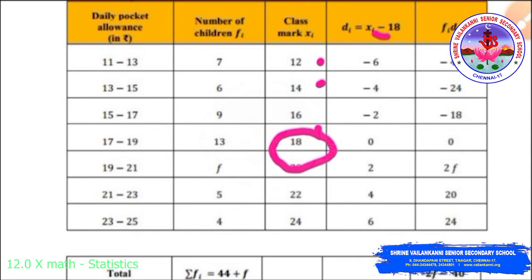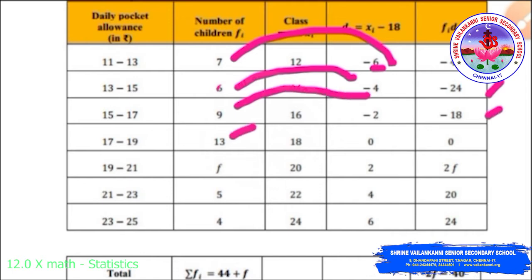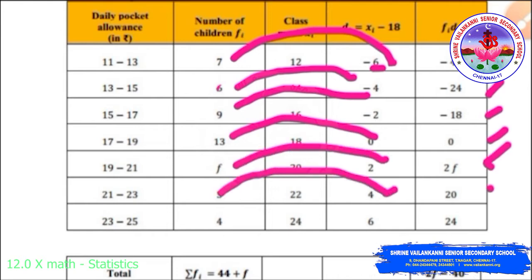To subtract, each xi value minus 18. So in the first case I will be getting 12 minus 18, minus 6, 14 minus 18, minus 4, 16 minus 18, minus 2, 18 minus 18, 0, 20 minus 18 is 2, 22 minus 18, 4, 24 minus 18 is 6. To multiply f into d, 7 into minus 6, minus 42, 6 into minus 4, minus 24, 9 into minus 2, minus 18, 13 into 0, 0, f into 2, 2f, 5 into 4, 20, 6 into 4, 24.